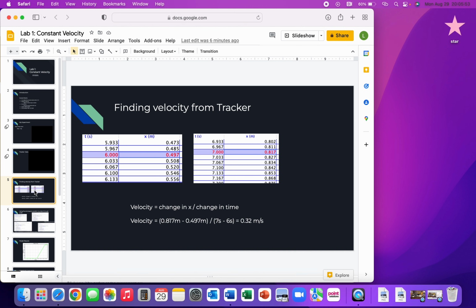So between the time of 6 seconds to 7 seconds, I found the velocity, and the velocity is the change in position, in this case the x position, divided by the change in time. So then after carrying this out, I got about 0.32 meters per second for the velocity of the water bottle.